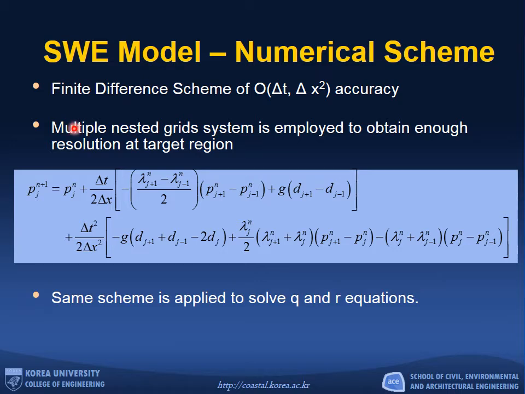To solve the shallow water equation in MOST, an explicit finite difference method with first order accuracy in time and second order accuracy in space has been adopted. This discretized equation shown here shows how the model calculates its variables at a new time step numerically. Moreover, a multiple nested grid system can be employed to obtain enough resolution at the target area.